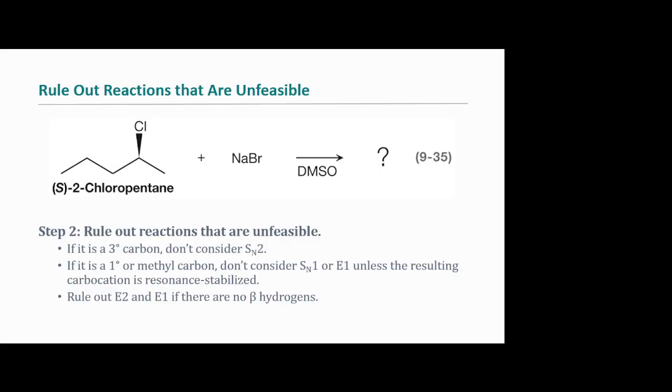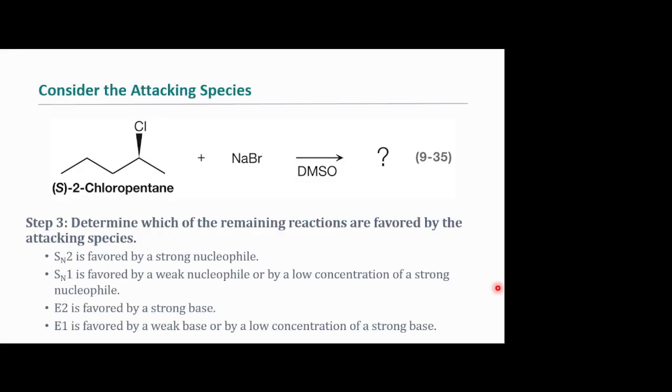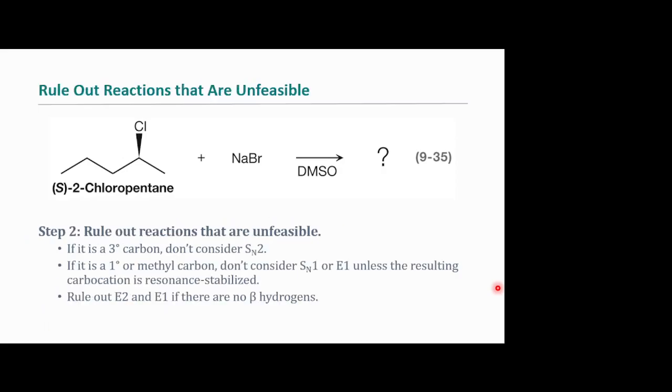The solvent can also help you rule out some of this. So, for example, SN1 and E1 reactions, you can look at your solvent to help you rule these out. So remember that an aprotic solvent is going to favor your SN2s and E2s, right? Okay. All right, so let's go to the next. Determine which of the remaining reactions are going to be favored by your attacking species. So up to now, we've looked at the conditions. We've looked at can it even leave?